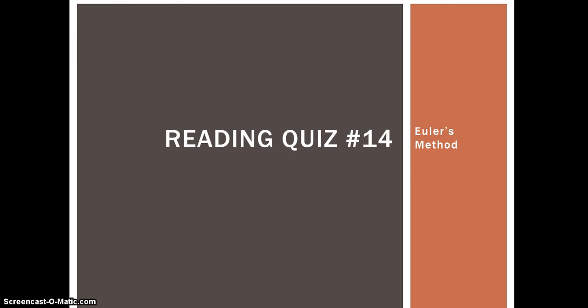Okay, reading quiz 14 is about Euler's method. We've used tangent line techniques before to help approximate solutions to things we don't necessarily know the solutions for. And now we get a little more fancy with that. We're going to use a technique where we basically adjust our tangent line on small increments.